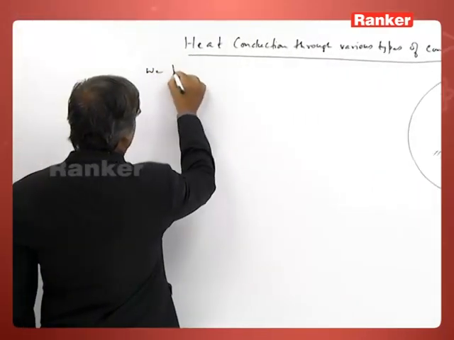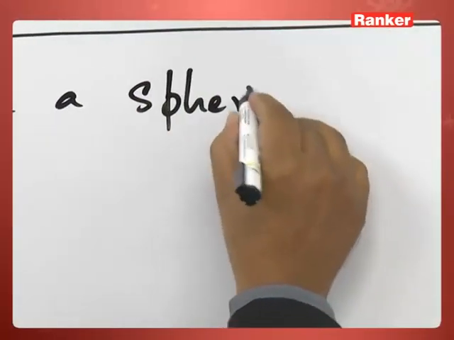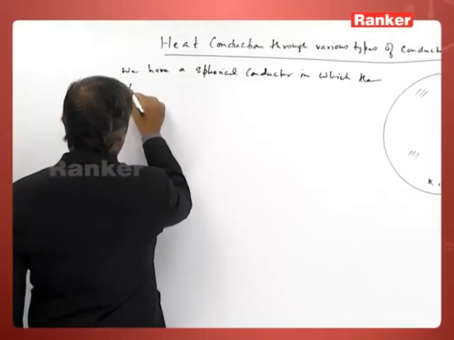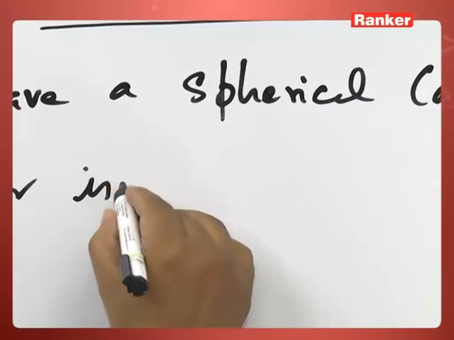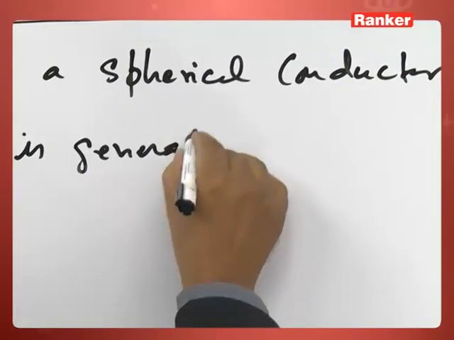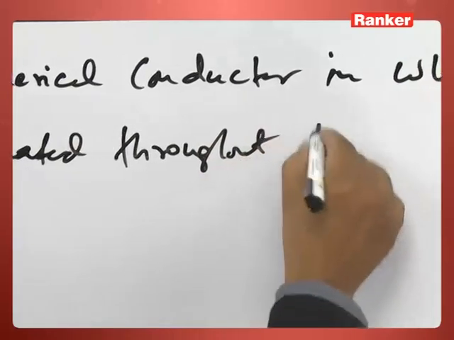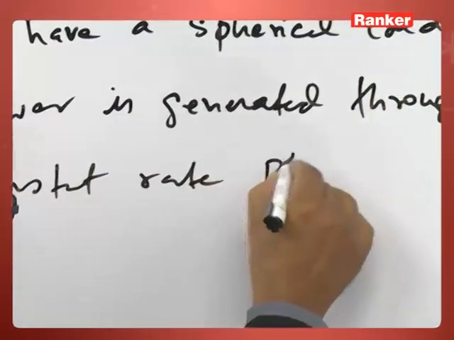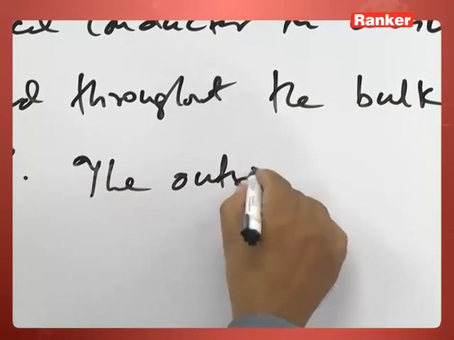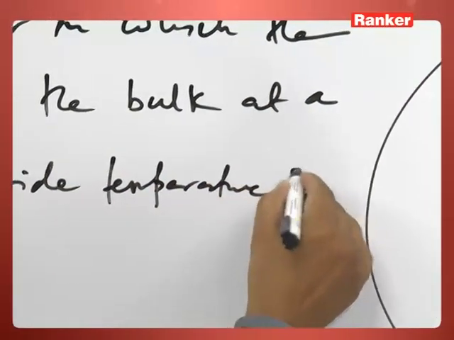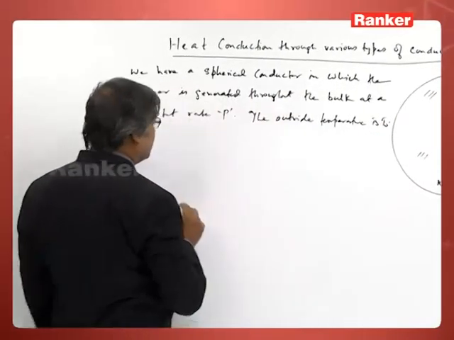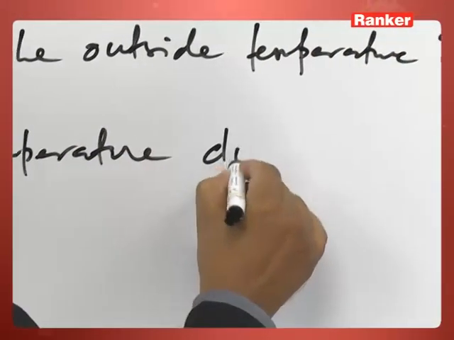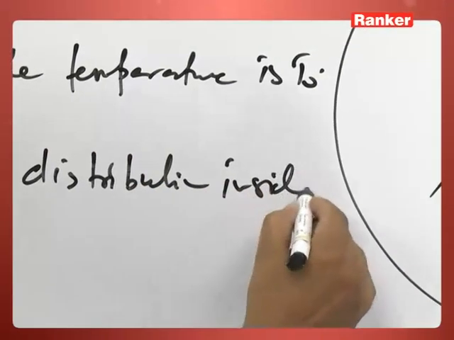So, we have a spherical conductor in which the power, that is the thermal power, is generated throughout the bulk at a constant rate P. The outside temperature is T naught and its radius is R. So, let us find the temperature distribution inside the sphere.